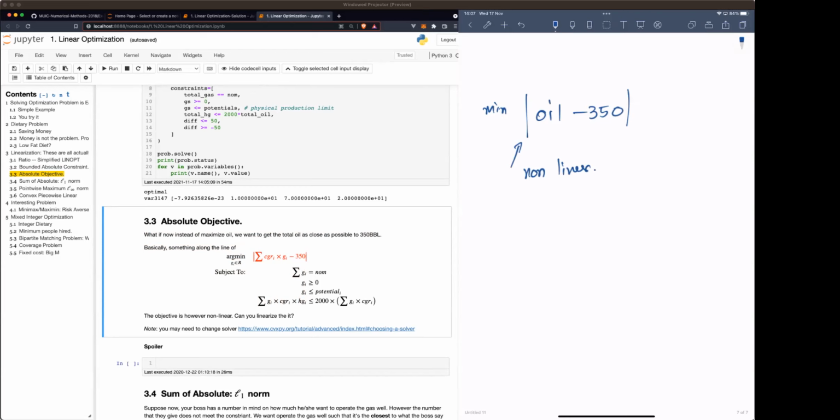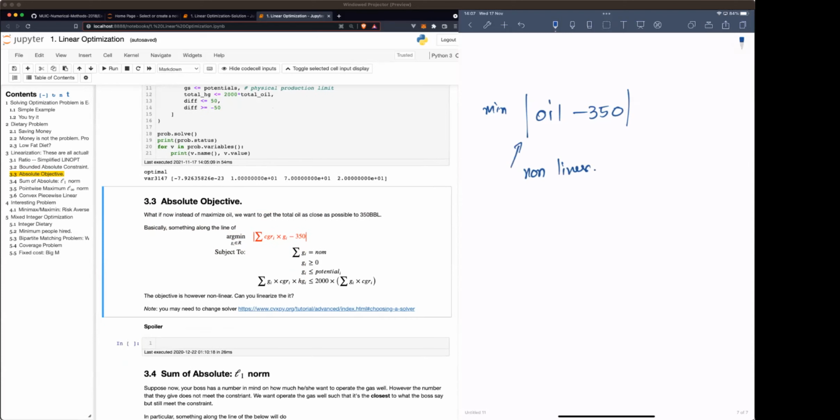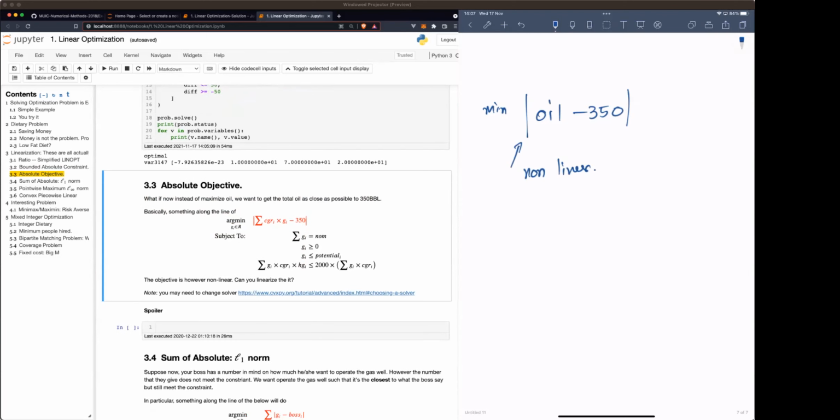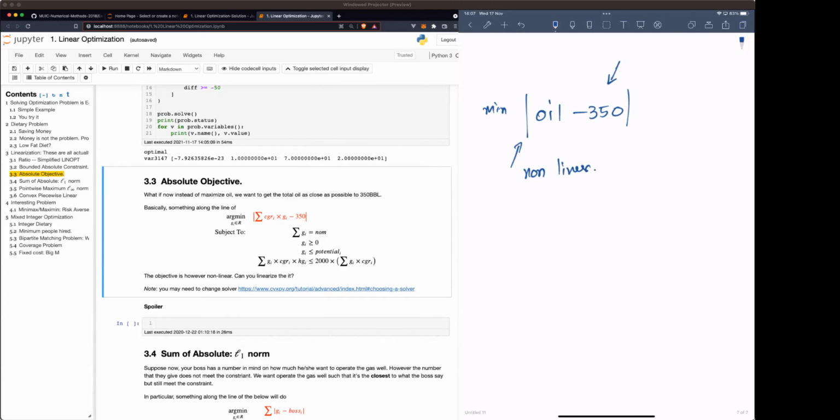Anyone has a good answer to this? How to make it linear? This clearly cannot belong here. Yeah, this one is not so trivial to make linear.